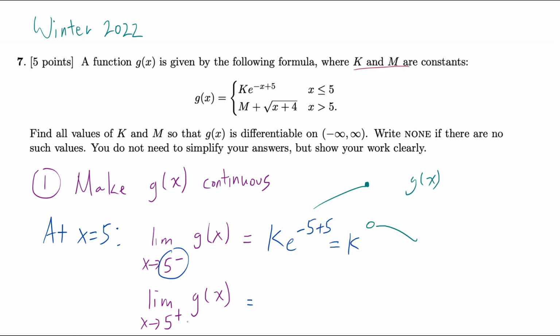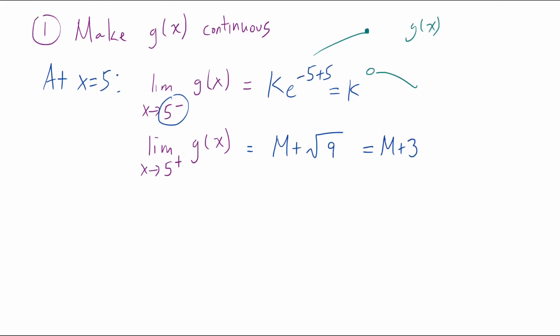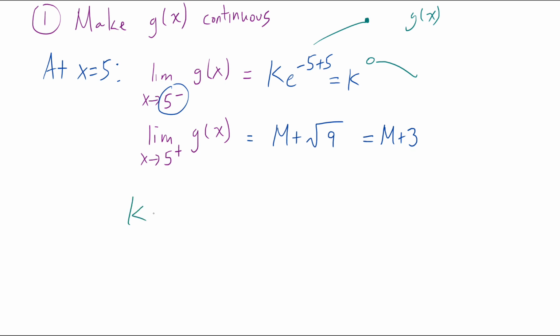Let's see what happens to the right. Well, when x is more than 5, then you're going to be plugging in things here. So x is greater than 5, and as x gets closer and closer to 5, like 5.1, 5.01, 5.001 from the right, we see that this x gets closer and closer to 5, so we get m plus square root of 9, or m plus 3. So the fact that g of x better be continuous for it to be differentiable is giving us the information that k must equal m plus 3. So this is one piece of information we have.